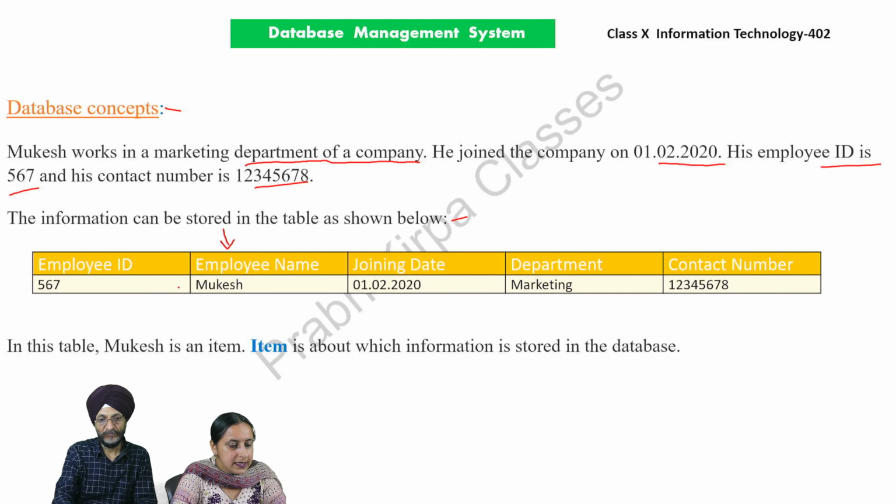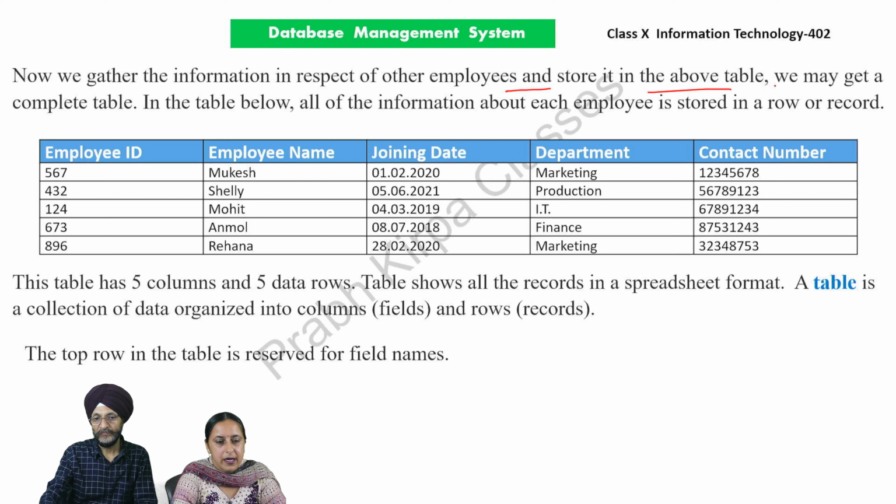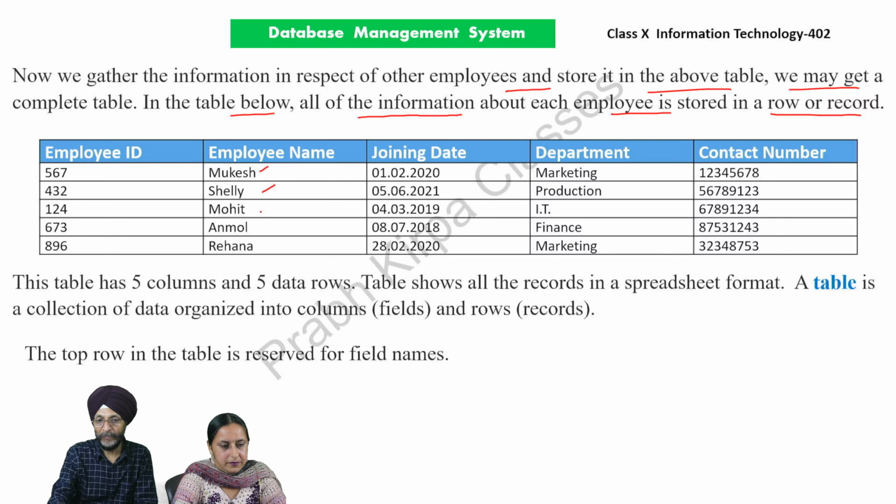In this table, Mukesh is an item. Item is about which information is stored in the database. Now we gather the information in respect of other employees and store it in the above table. We may get a complete table. In the table below, all of the information about each employee is stored in a row or record. Here in this table, you can see that there are many employees in respect of whom the information has been stored, and each employee is called an item, and this complete thing is called a table.